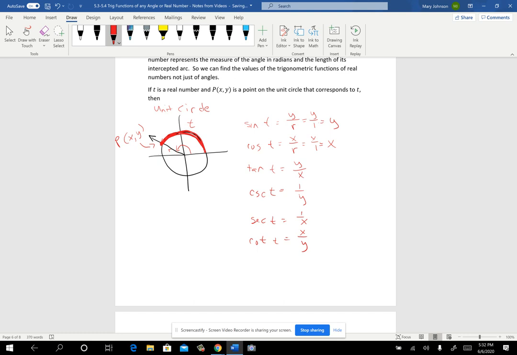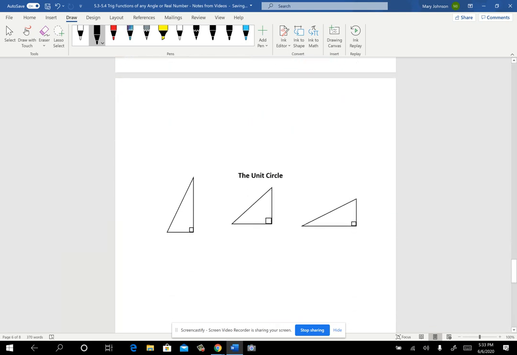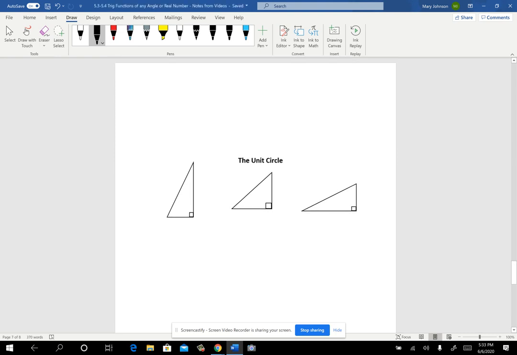And notice that the sine of t turned out to be the y coordinate. See, that was the sine of t. And how the cosine of t turned out to be the x coordinate. Okay, so that's kind of a nice discovery. All right, so you want to get to where you can work with a unit circle when you're doing trig functions of angles. Okay, so let's take a look at how to construct a unit circle, and then we'll see how it might help us.